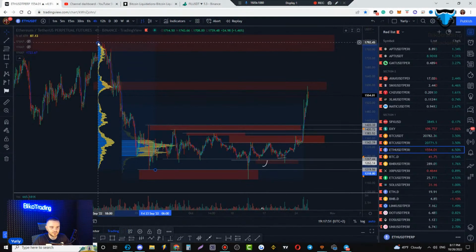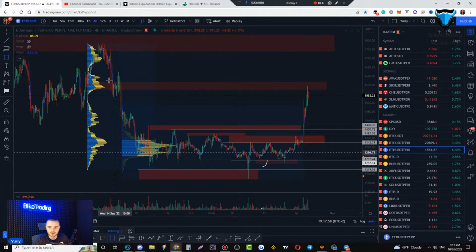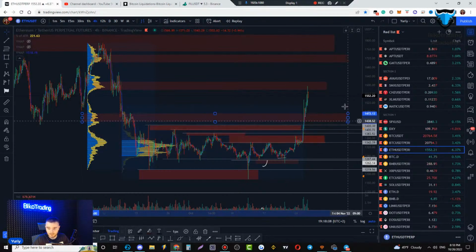Another important value area on ETH is this one. At one of these areas, I would start to look for a short on ETH. For long, guys, we do the opposite. For long, here's our support. If Ethereum reaches this area, we take a long. At this moment, it's exactly in the middle.